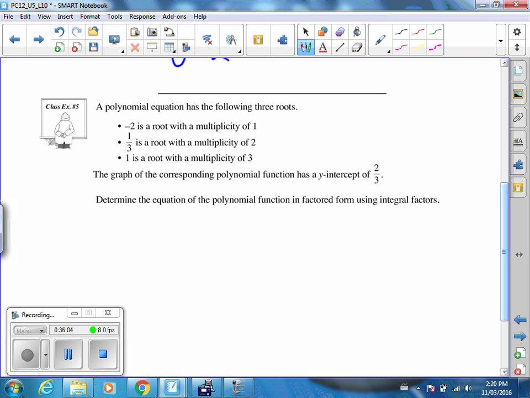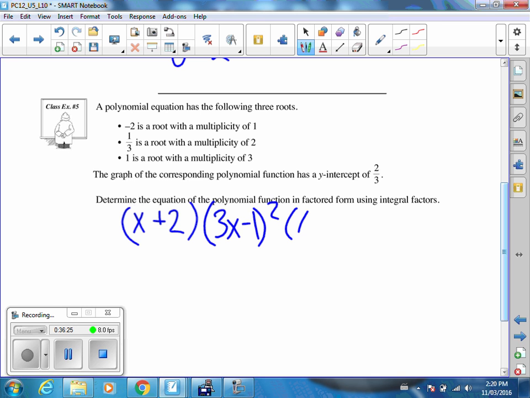Polynomial has the following 3 roots. Negative 2. And so it's going to be (x plus 2), multiplicity 1. Now, I could look at this off the front of my hat and go, okay, that's just x minus the third. Or I could go, hey, that's (3x minus 1) squared. And (x minus 1) cubed. Corresponding polynomial has y-intercept of 2/3. Give it using only integral factors. So I've done that. I've already got that as an integral factor from this.